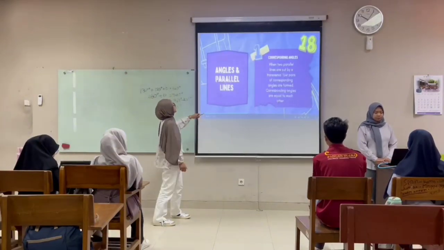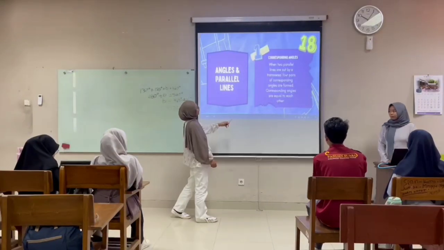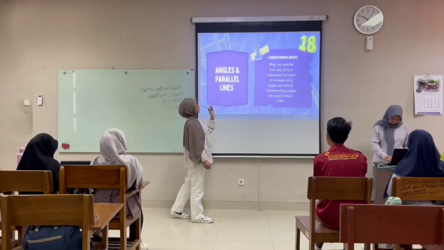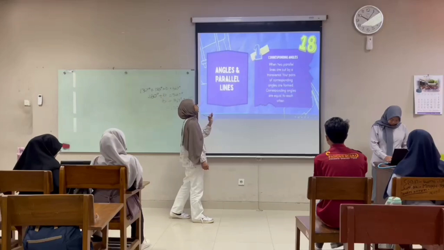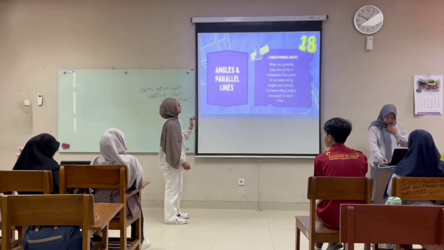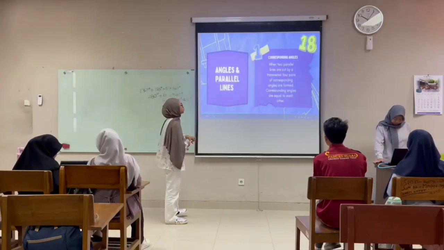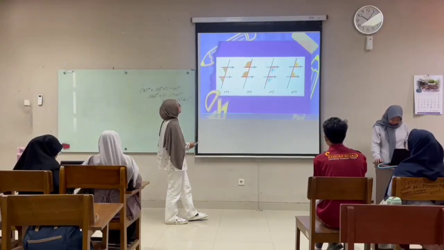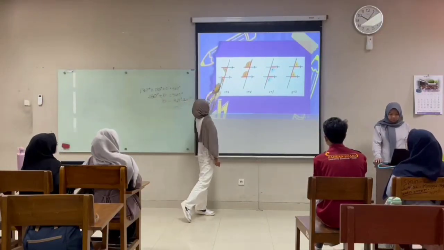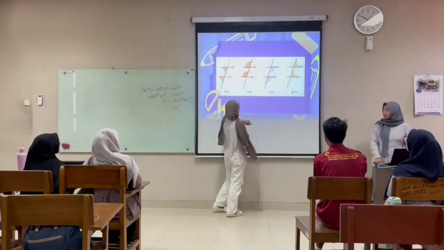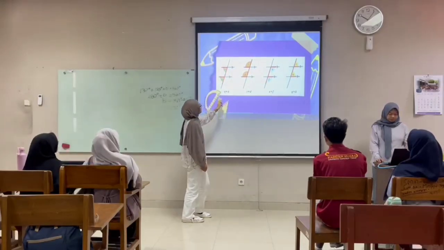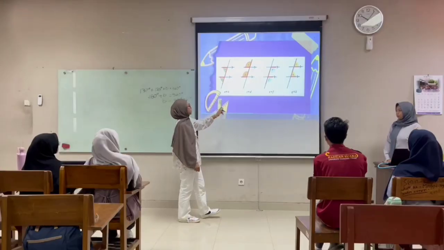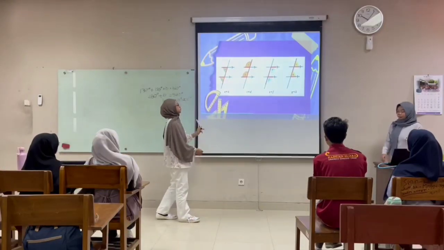Next is angles and parallel lines. Number 1 is corresponding angles. When parallel lines are cut by a transversal, four pairs of corresponding angles are formed. Corresponding angles are equal to each other. Corresponding angles are like an F shape, right? So A is equal to B, C is equal to D, E is equal to F, and G is equal to H.